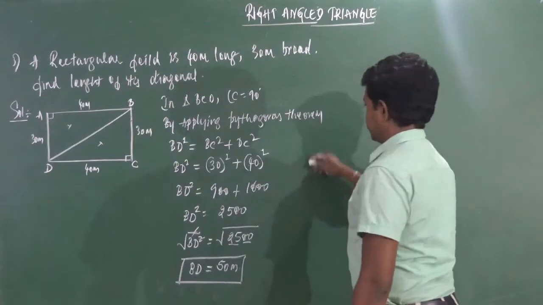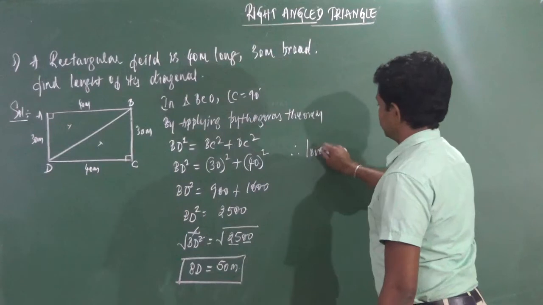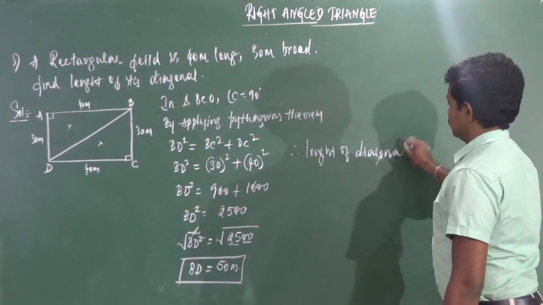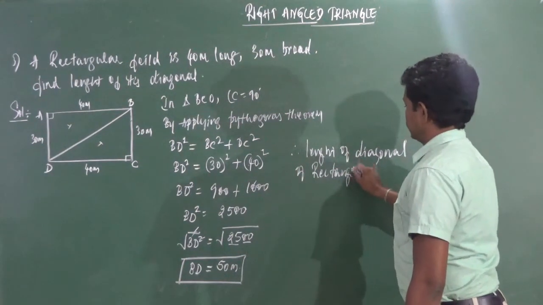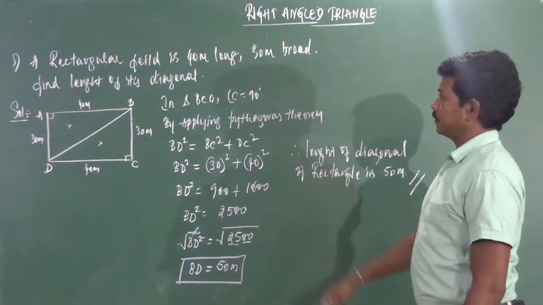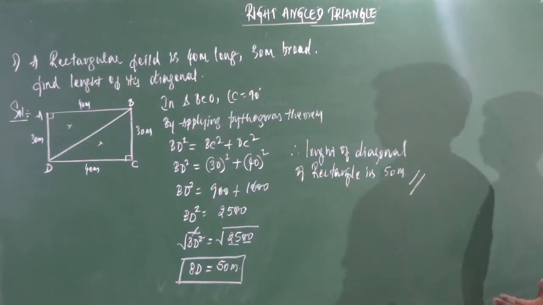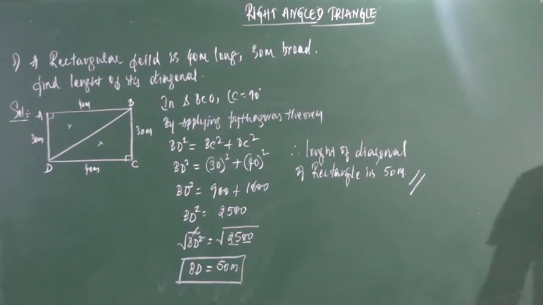So you have to write the conclusion, because it's a statement problem. So therefore the length of the diagonal of the rectangle is 50 meters. Right. So this is for maybe 2 marks, or 1 mark in multiple choice questions. Right. So it's a very simple problem. We'll go with the next problem.